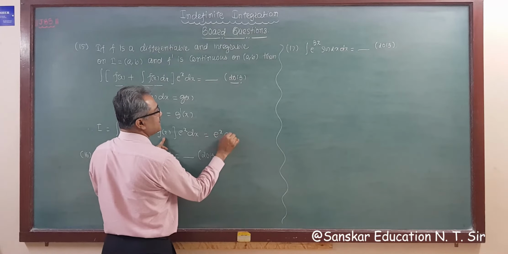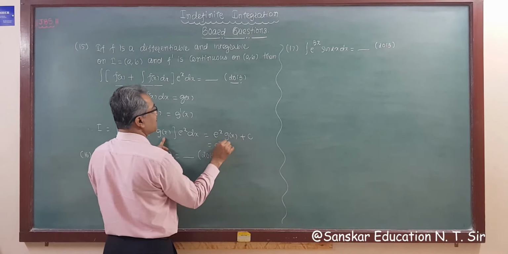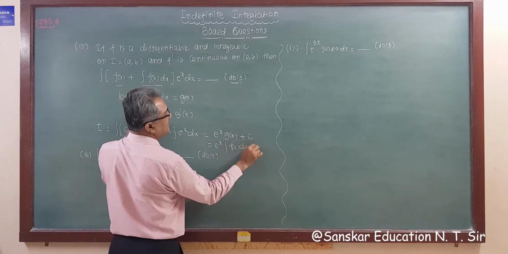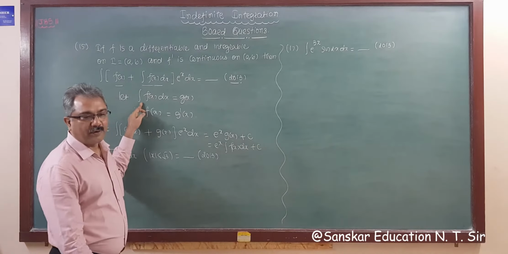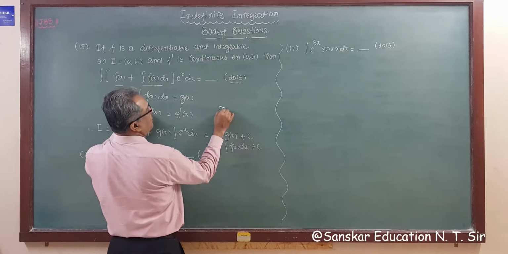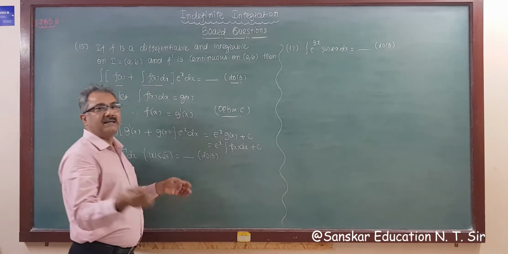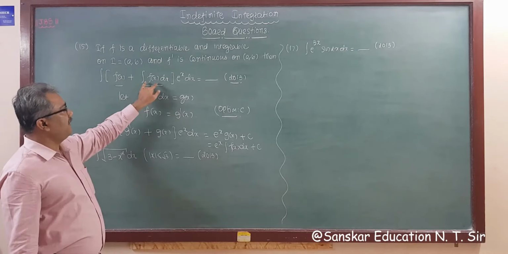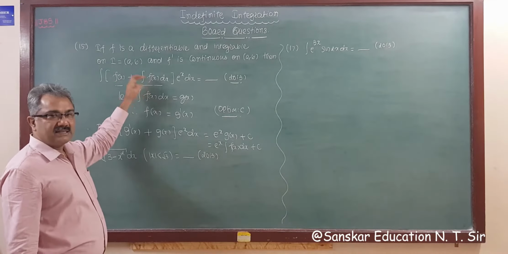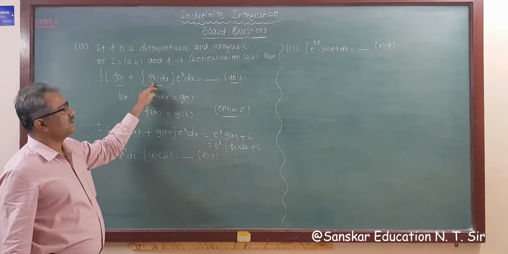So e^x g(x) plus c, and what is g(x)? It is ∫f(x)dx plus c. So your proper answer will be, I think, option C. So option C is your correct answer. No need to write any step. See, if we differentiate this, then the answer is this. So this is f(x), then this is f'(x), so the answer is e^x ∫f(x)dx.